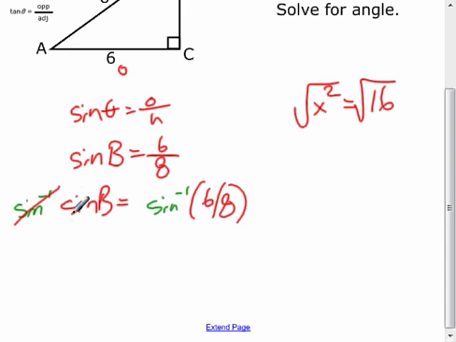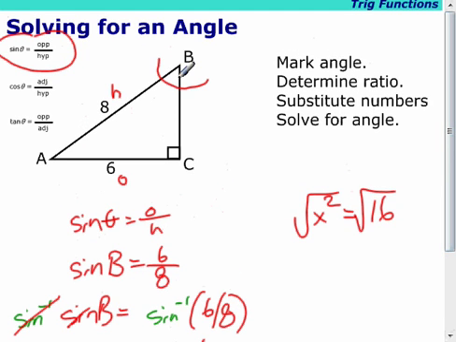On the left side, the sine and the arc sine cancel each other out, leaving me with just b. That's how I can solve for just the angle. And then I'll take the arc sine, I'm just doing this on my calculator, of 6 over 8. That gives me approximately 48.6 degrees. So this angle here will be 48.6 degrees.